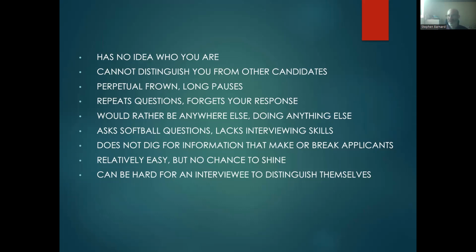If the job interviewer asks you the same question twice, don't tell the person, I think you already asked me that question. Or if they forget your response, that sort of person can be very, very hard as an interviewer. They don't know how to dig for the information that will really show who is good for the job and who's bad. It can be really hard for you to distinguish yourself in that case. So watch out for that kind of interviewer.